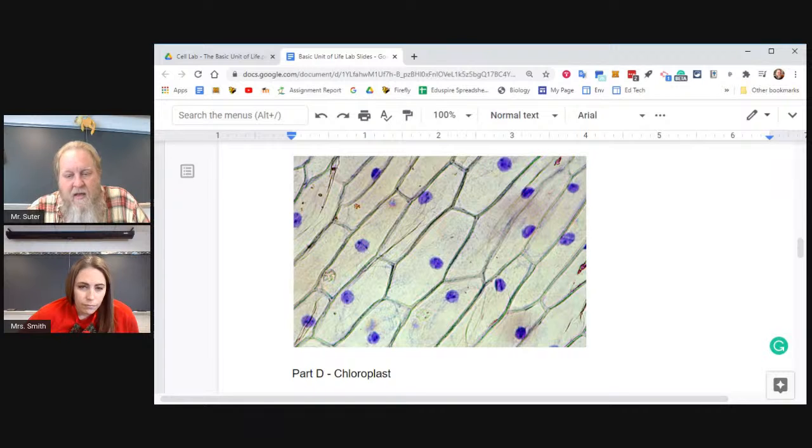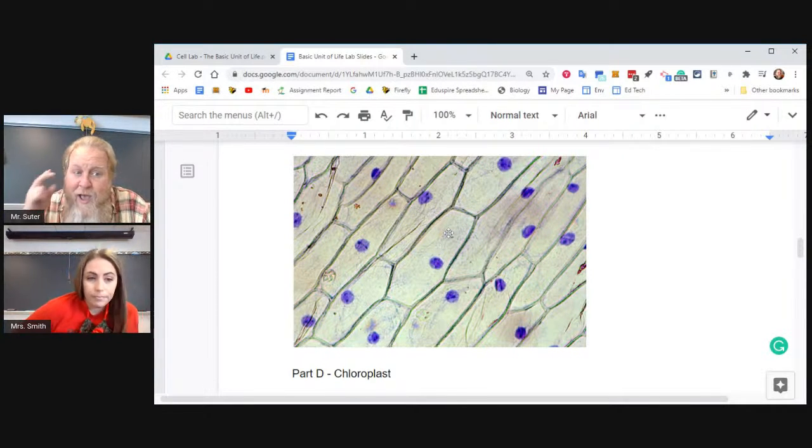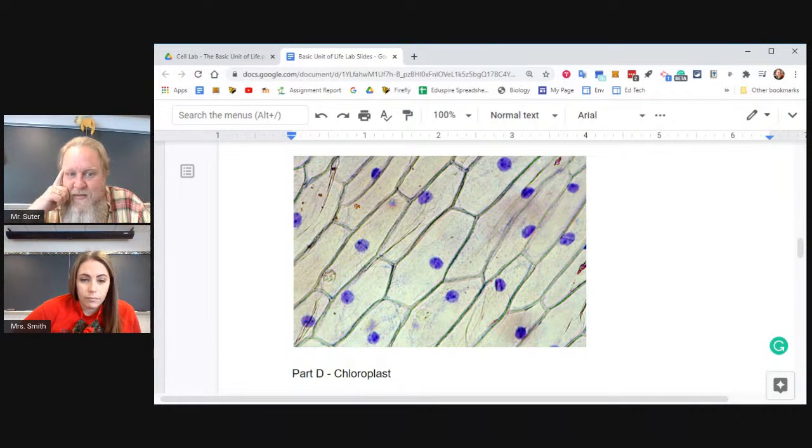All right, so what could we label? We could label the cell wall. We could label the nucleus, maybe the nucleolus. Of course, you could label the cytoplasm. We might not be able to see it, but we intuitively know right inside that cell wall is a cell membrane. And around the nucleus there's a nuclear membrane too. And I think that about sums up what we need to know from that picture.